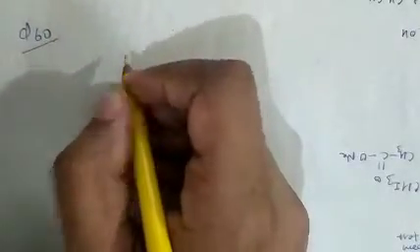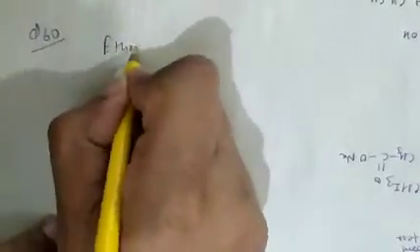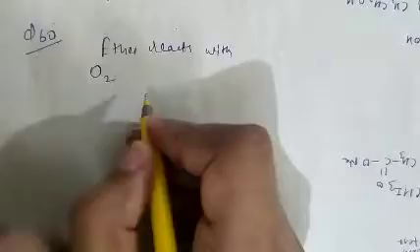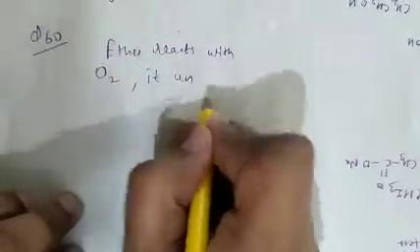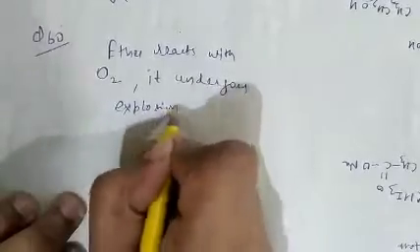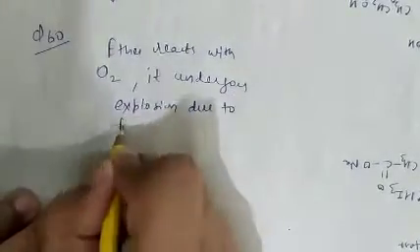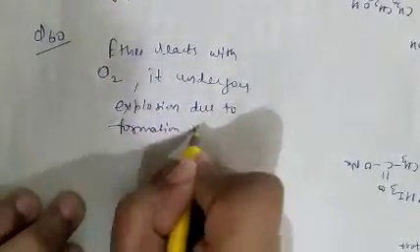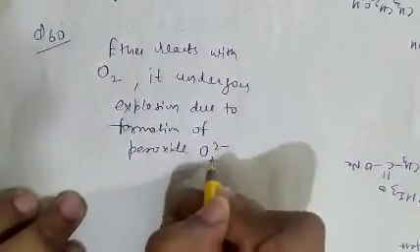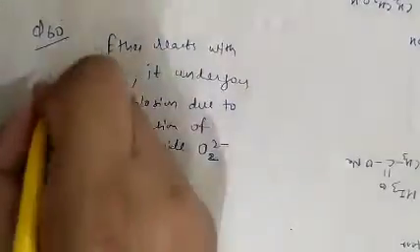Question number 60, what is given there? As we know, when ether reacts with O2, it undergoes explosion due to formation of peroxide. That is O2 2 negative ion. So question number 60, option A is correct.